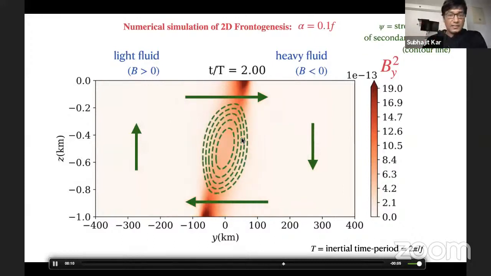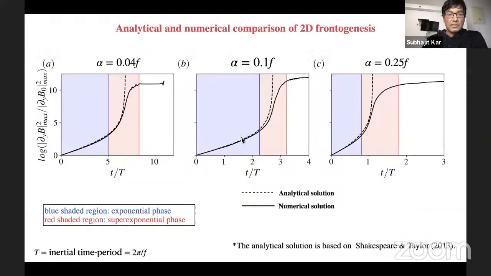Now what we did here is compare our numerical simulations with the analytical solution. The analytical solution is based on Shakespeare and Taylor. Here we have done three different cases of strain rate: 0.04F, 0.1F, and 0.25F, where the F value is 10 to the minus 4. Here we're showing the maximum buoyancy gradient, normalized by the initial buoyancy gradient.